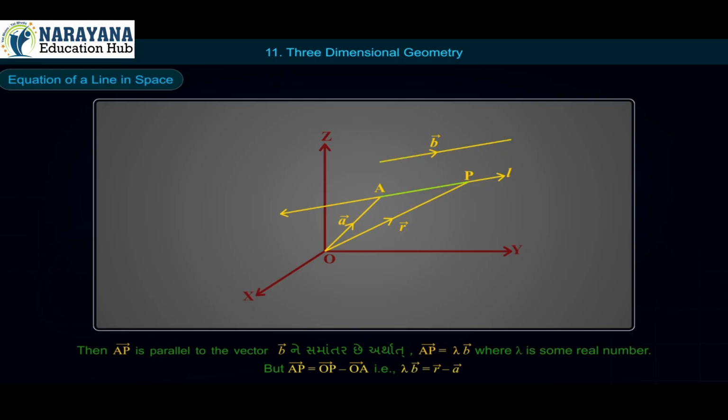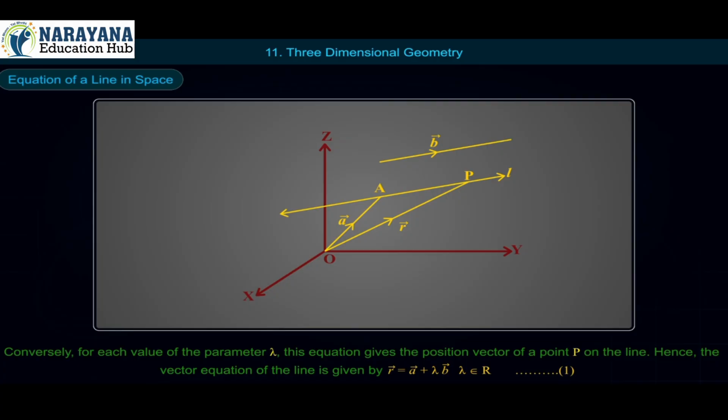That is, vector AP is equal to lambda times vector b, where lambda is some real number. But vector AP is equal to vector OP minus vector OA. That is, lambda vector b is equal to vector r minus vector a. Conversely, for each value of the parameter lambda, this equation gives the position vector of a point P on the line. Hence, the vector equation of the line is given by vector r is equal to vector a plus lambda vector b, where lambda belongs to R. Equation 1.